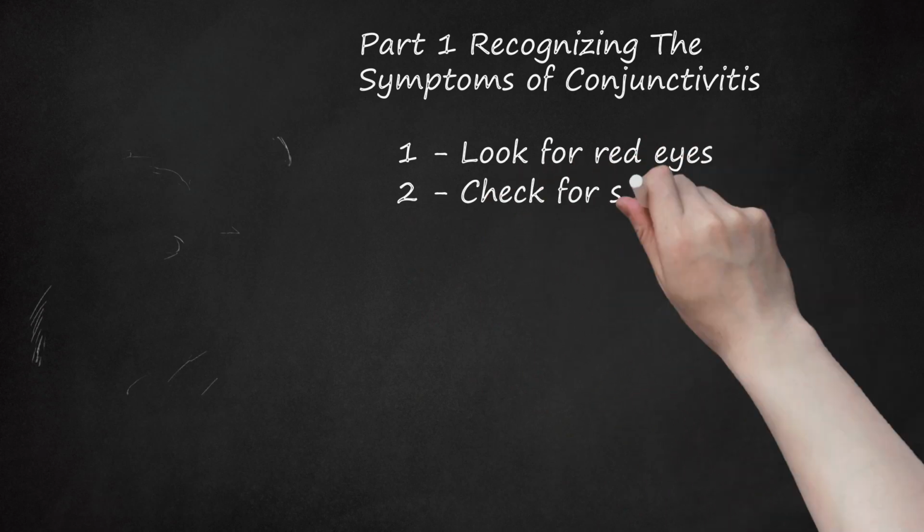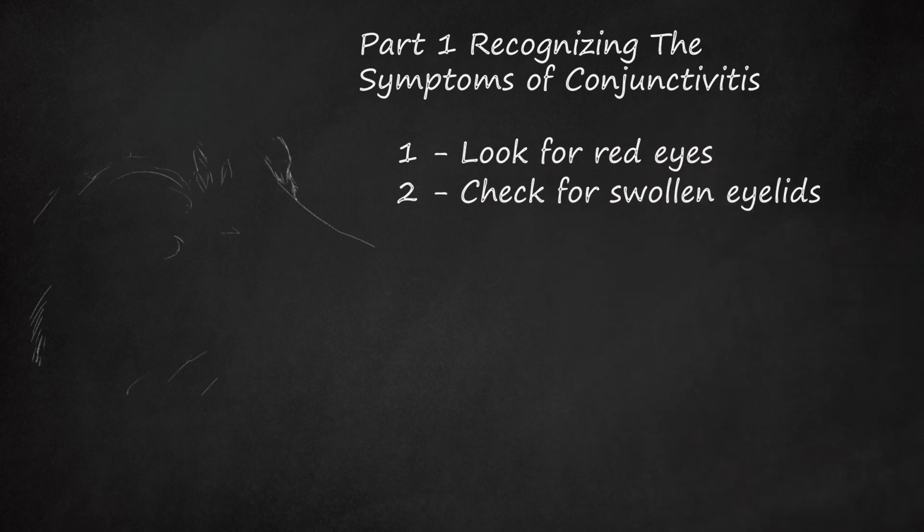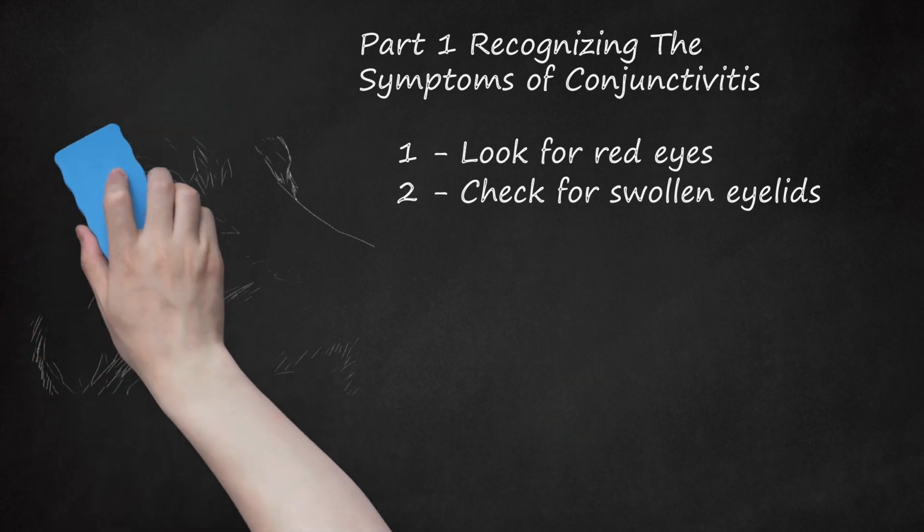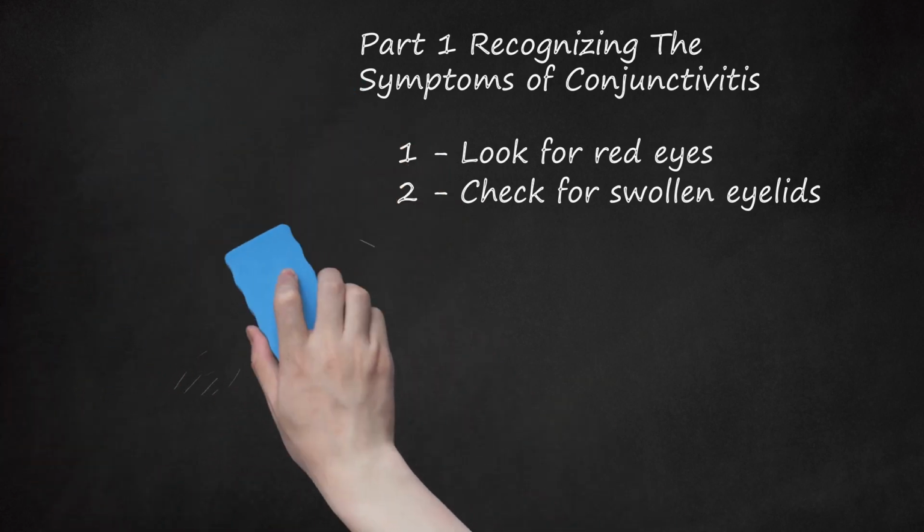2. Check for swollen eyelids. Since conjunctivitis leads to irritation, the eyelids may be swollen. This can be the eyelids or any other soft tissue of your dog's eyes. It may have a puffy, enlarged appearance.